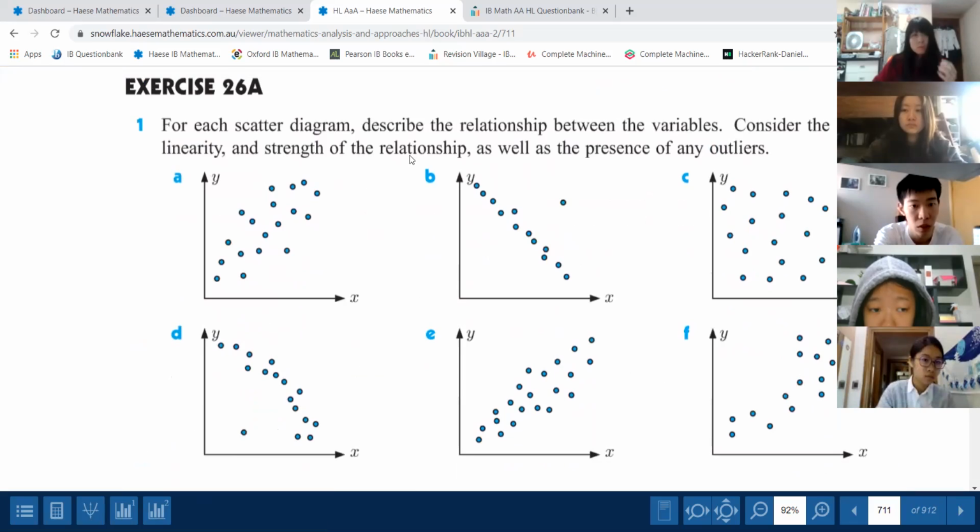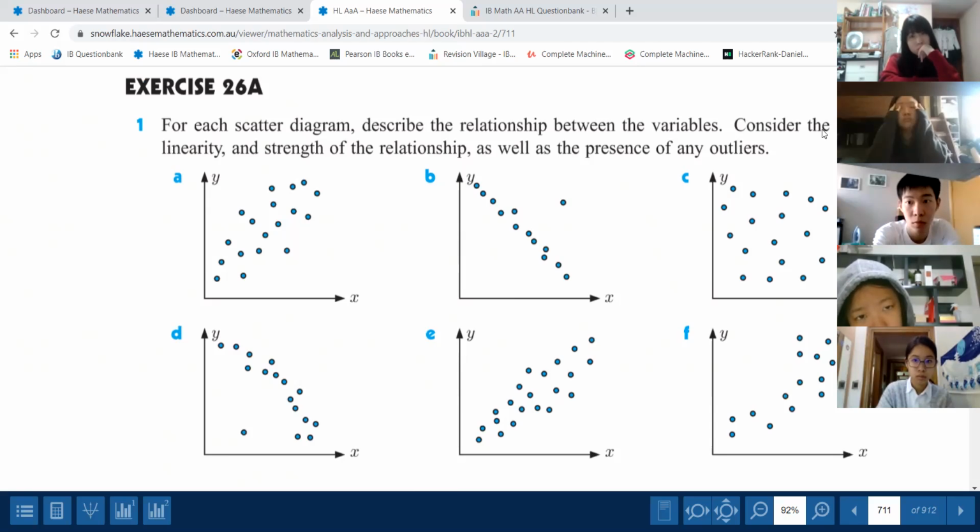It says for each scatter diagram, describe the relationship between the variables. Consider the direction, which means you have to mention whether it is positive or negative. That determines the direction, or maybe there's no correlation. Linearity, you have to tell us that it is linear. Then the strength: is it moderate, strong, or weak? And is there any outlier?